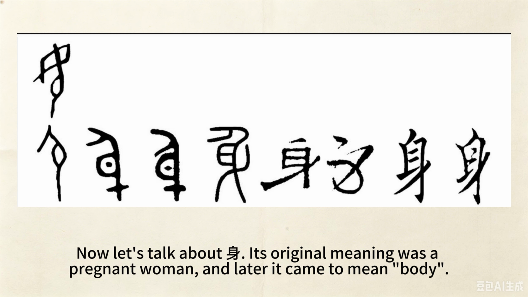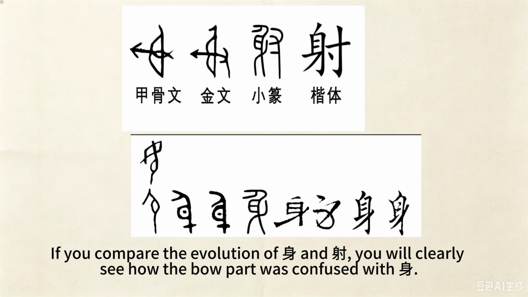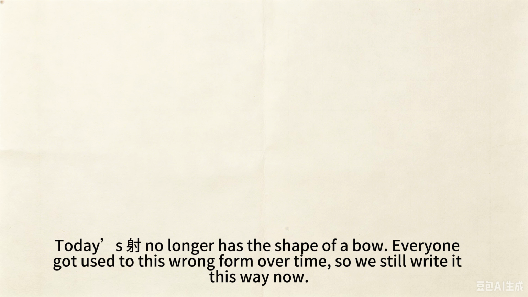Now let's talk about 身 shen. Its original meaning was a pregnant woman, and later it came to mean body. If you compare the evolution of 身 and 射, you will clearly see how the bow part was confused with 身. Today's 射 no longer has the shape of a bow. Everyone got used to this wrong form over time, so we still write it this way now.